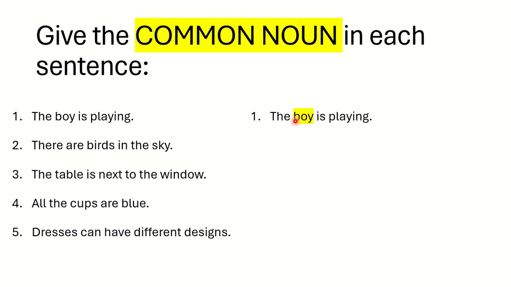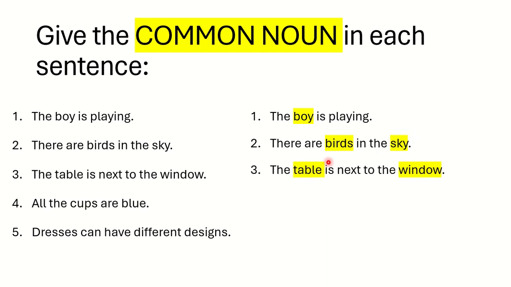Number 1. The boy will be the common noun in this sentence as it is referring to a general name for a young person, a young man, a young child, it's a boy. Number 2. This sentence had 2 common nouns, namely a word of an animal, birds, and then also the sky. Number 3. Table and window will be our common nouns in the sentence. It's names of ordinary everyday objects that we can see and touch.